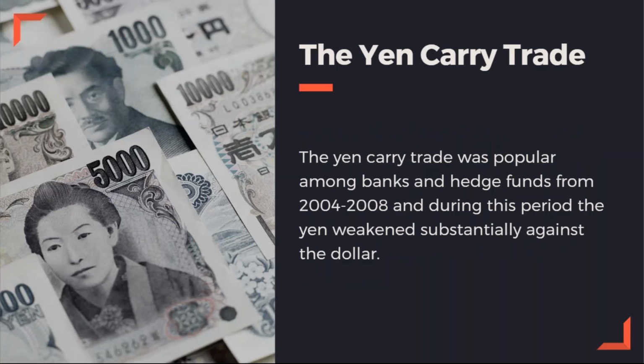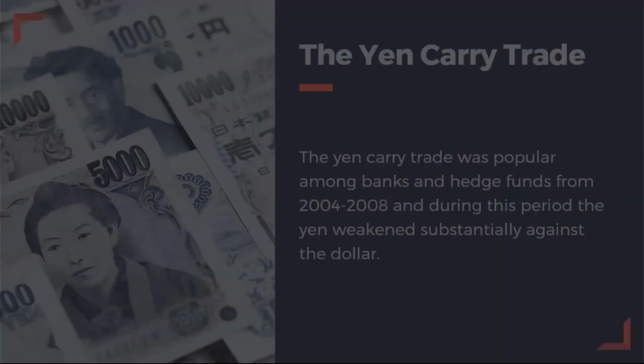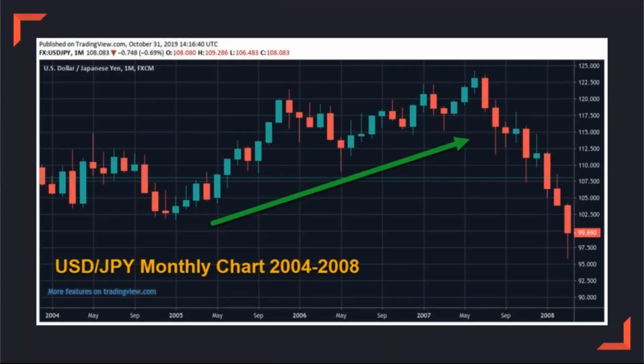Let's look at a famous instance of the carry trade that you hear about a lot, that was used often by banks and hedge funds. The yen carry trade was popular among banks and hedge funds from 2004 to 2008. During this period, the yen weakened substantially against the dollar. Let's take a look at the monthly chart from 2004 to 2008.